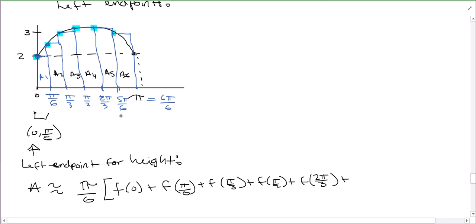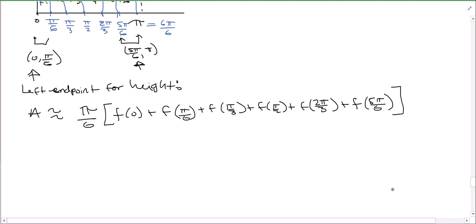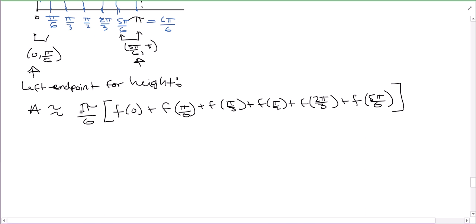So now notice for A6, my sixth rectangle, what's the interval? The interval is 5 pi over 6 and pi, so this is my last rectangle, but the left endpoint is what I'm using, so it'll be f of 5 pi over 6, and that is it. So let's make sure we have 6 rectangles, right? Base times height. So I should have 6 heights. 1, 2, 3, 4, 5, 6. So we're good. And so now we find this value.